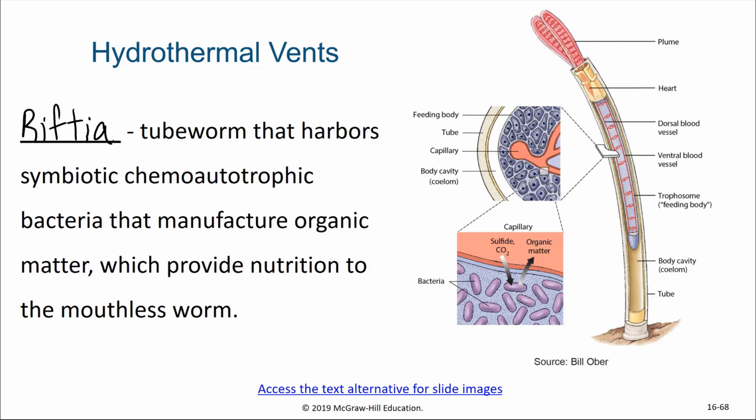And these tube worms harbor symbiotic chemoautotrophic bacteria that manufacture organic matter from hydrogen sulfide, and this in turn provides nutrition to the mouthless worm. So surprisingly, these worms do not have mouths or digestive systems, but instead they have means of bringing in the chemicals needed by these chemoautotrophic bacteria to allow them to generate organic matter.